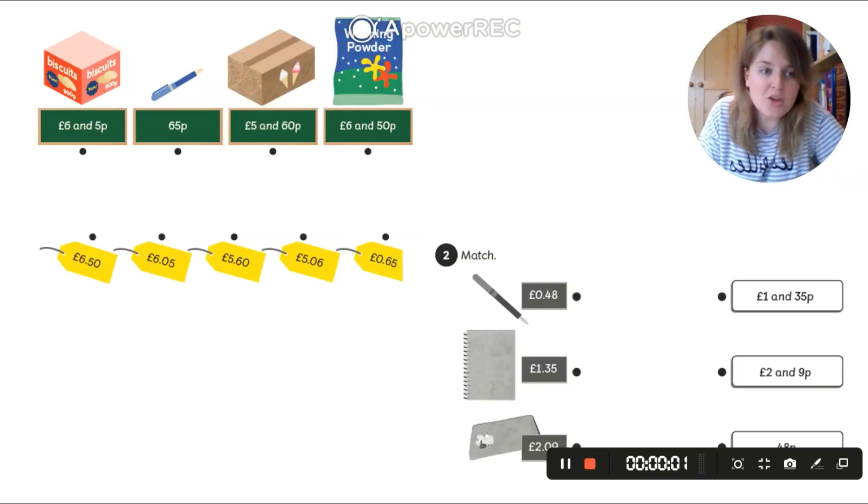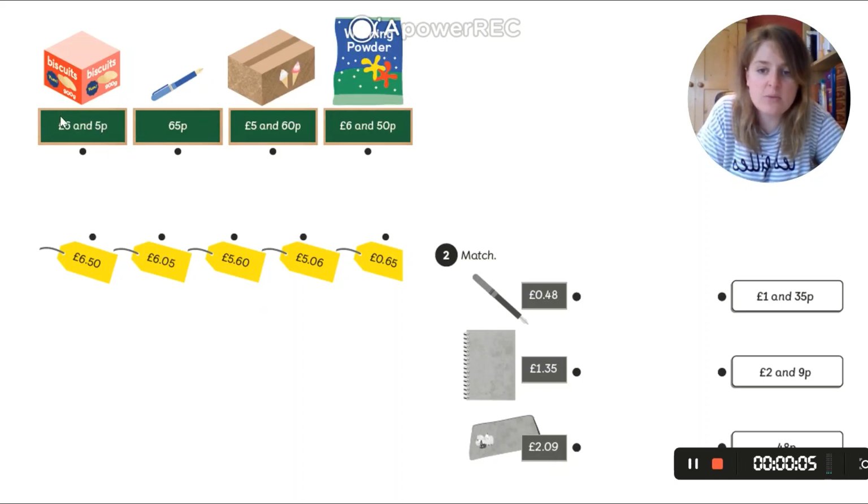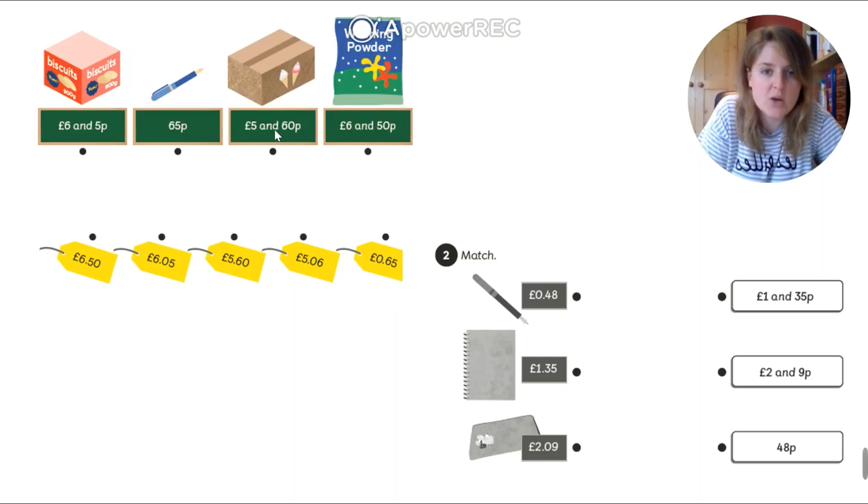So have a go matching these, matching the £6 and 5 pence. What does that look like as real written money? What is 65p? Which one is that? What does that look like in real matching money? So have a quick go at matching these up. Okay, hopefully you've had time, or if not, pause the video now.